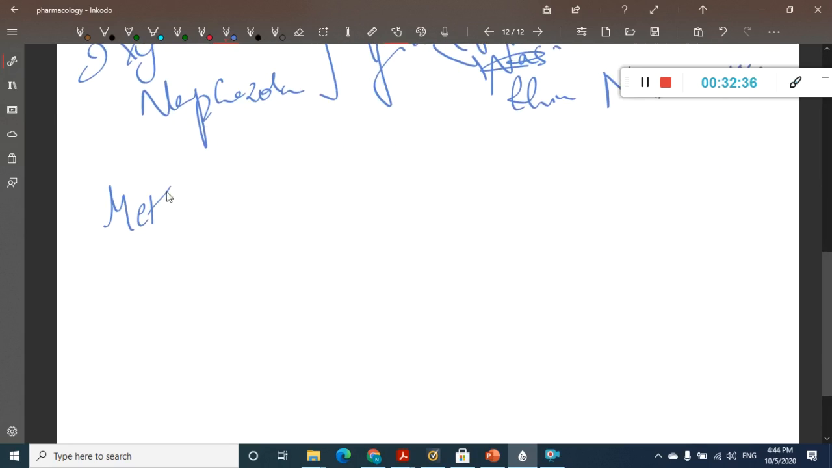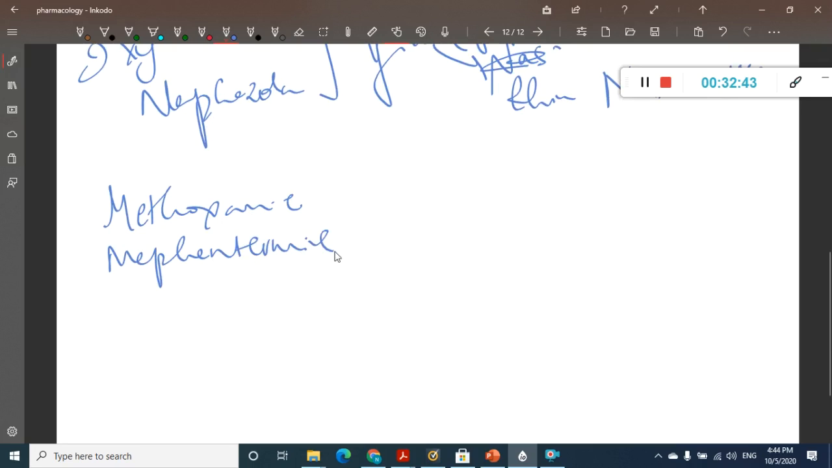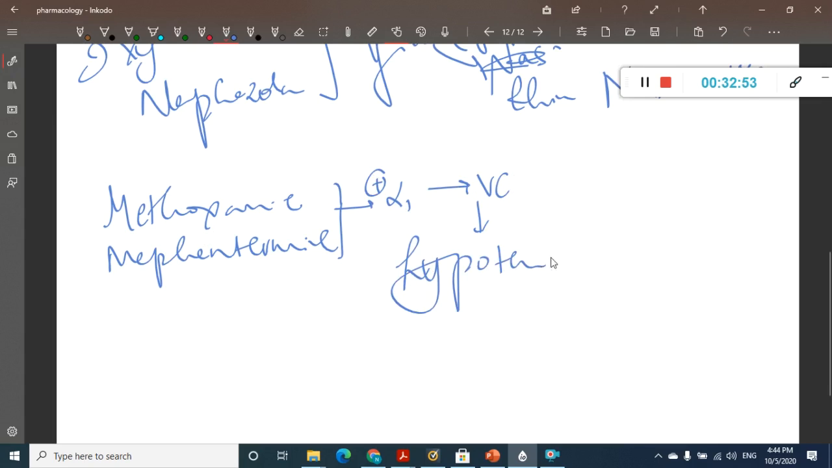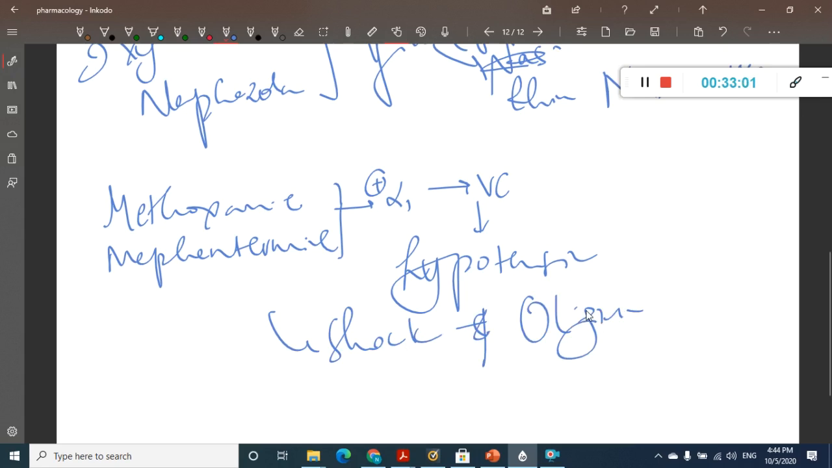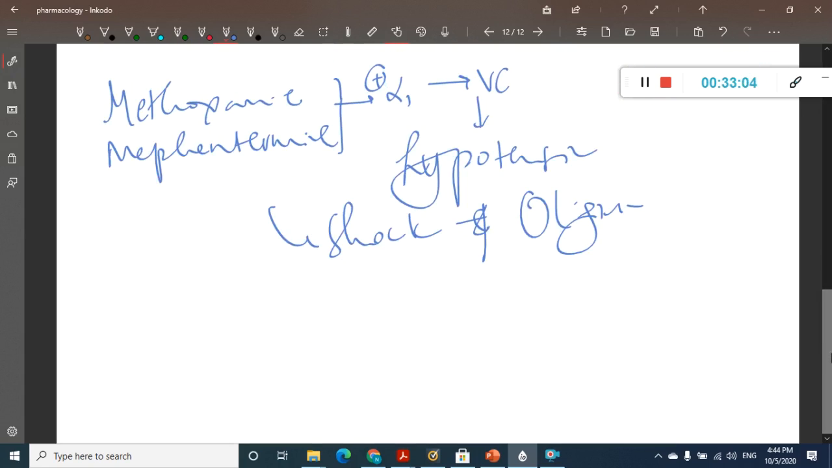Then we have methoxamine and mephentermine. Both of these will activate alpha 1 receptor, causing vasoconstriction. So as a result, methoxamine and mephentermine are used whenever there are hypotensive cases. They are used in shock without oliguria. If there is no oliguria and in the presence of shock, you can use methoxamine and mephentermine.